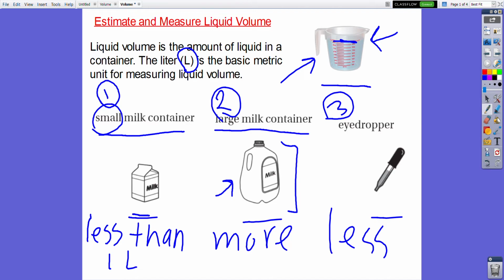Okay? So do you understand right until here? It's super easy. I don't want you to give me an exact number. You will just estimate. Is it less than, more than, or about? And again, you will compare the container that I give you with the beaker. Okay? Look at the next page here.